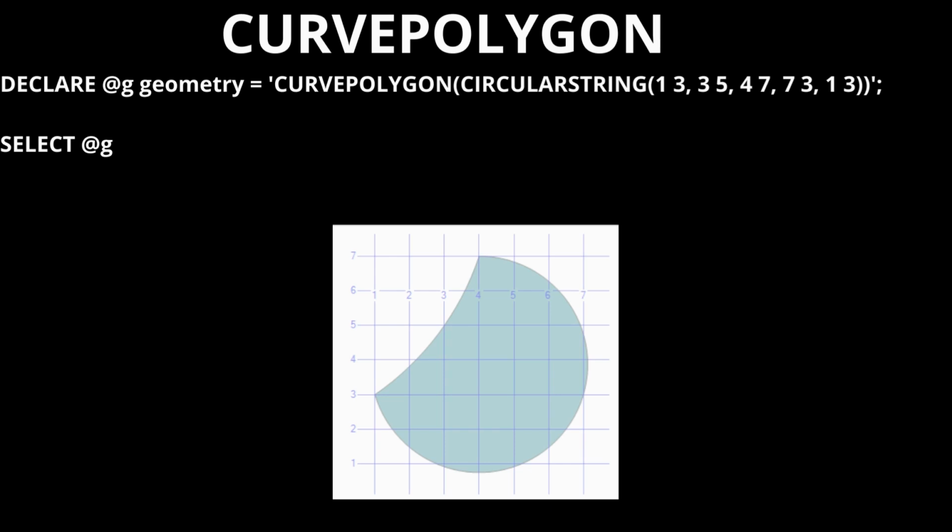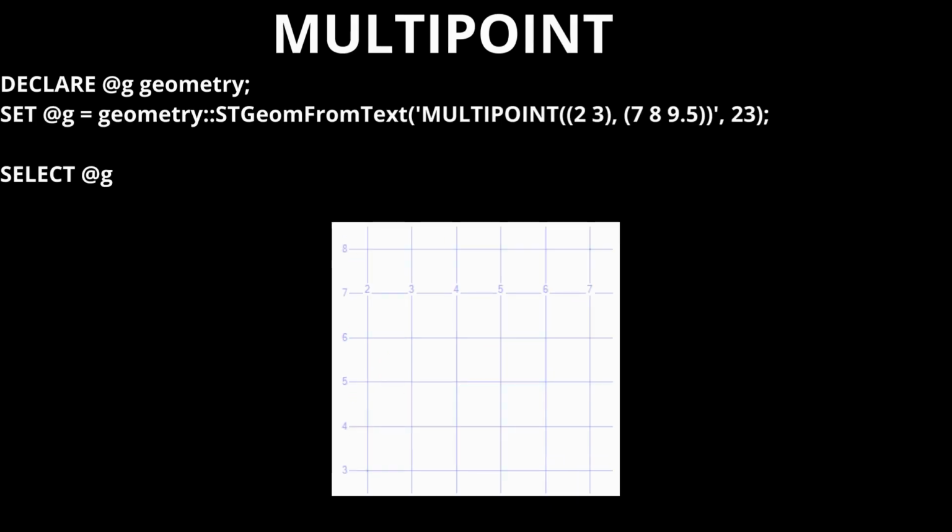A multipoint is a collection of 0 or more points. The example creates a geometry multipoint instance with SRID 23 and 2 points, 1 point with the coordinates 2, 3, 1 point with the coordinates 7, 8, and a z-value of 9.5.